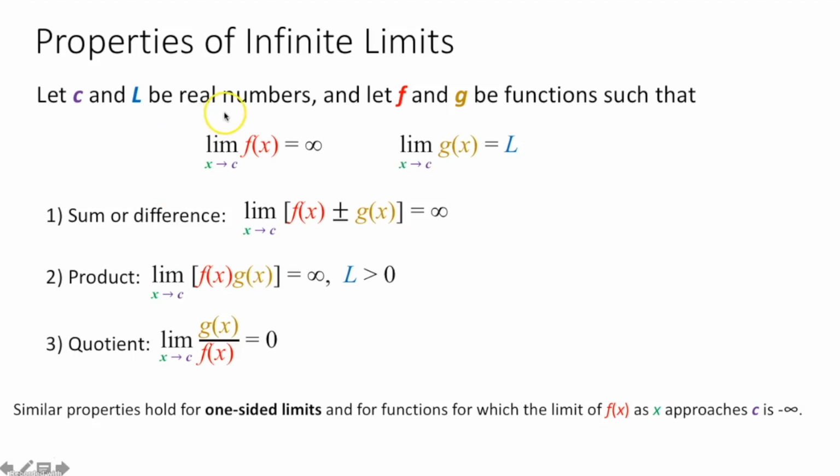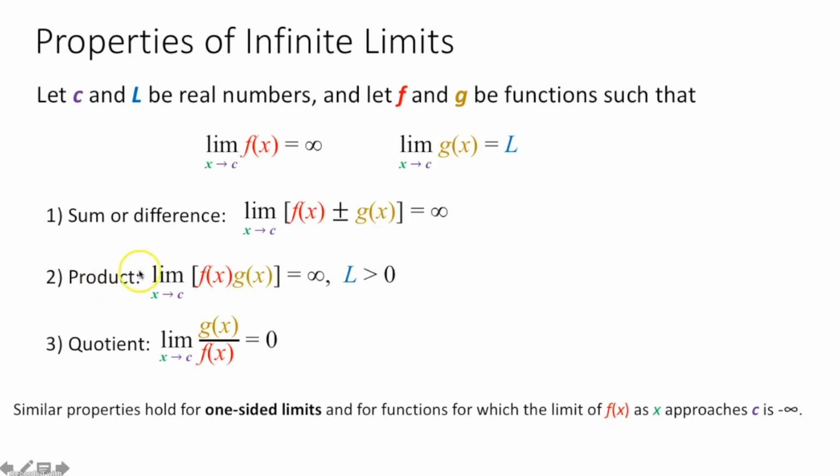Okay, properties of infinite limits. This says let c and L be real numbers and let f and g be functions such that the limit as x approaches c of f of x equals infinity and the limit as x approaches c of g of x equals some number L. So the first property, the sum or difference property, says the limit as x approaches c of f of x plus or minus g of x would have to equal infinity. And this makes sense, right? The limit as x approaches c of f of x is infinity. The limit as x approaches c of g of x is a number. So infinity plus or minus a number is still going to be infinity.